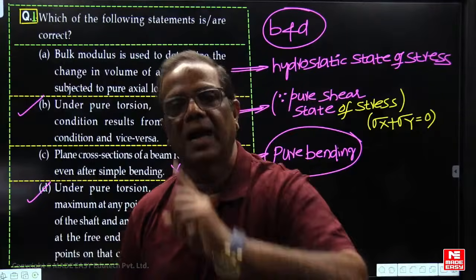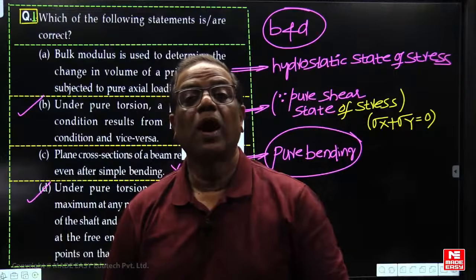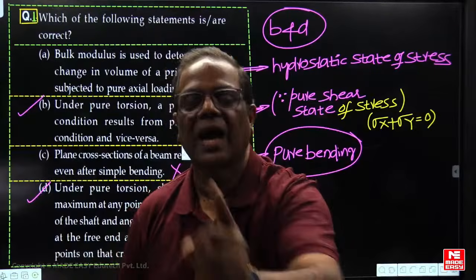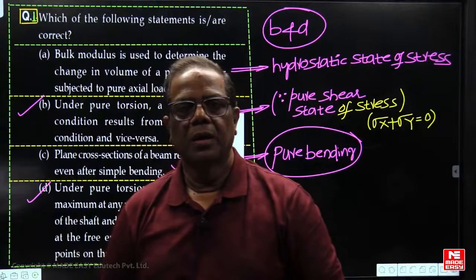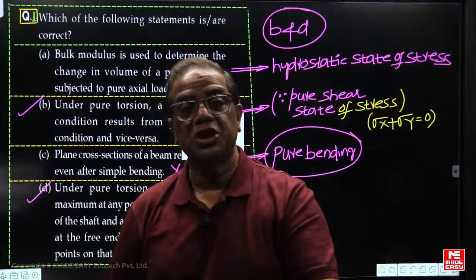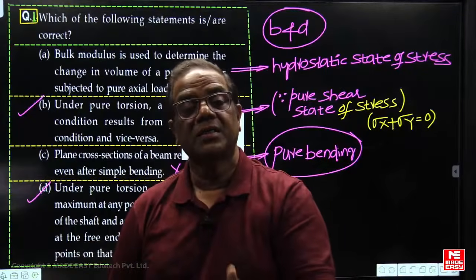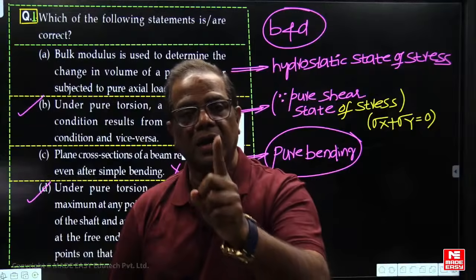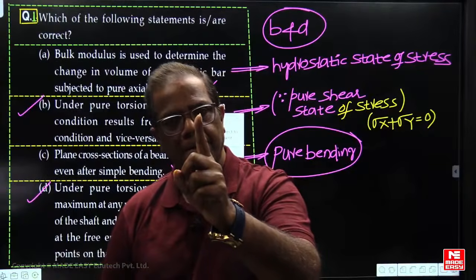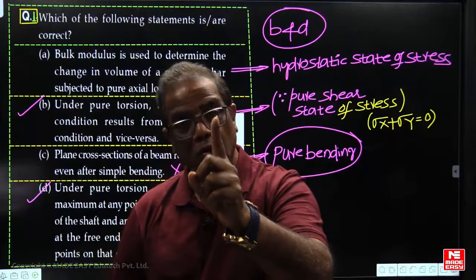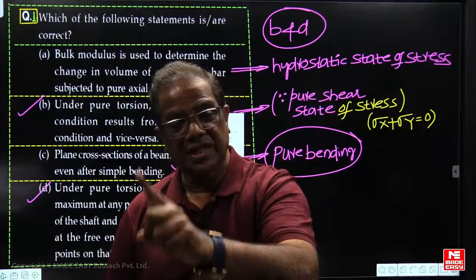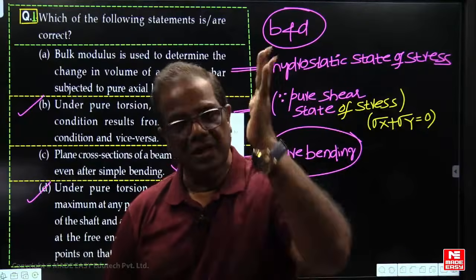दूसरा condition क्या है? Poisson's ratio should be 0 होना है. तो plane stress condition leads to plane strain condition and vice versa. This statement is correct under pure shear state of stress and when Poisson's ratio is 0.